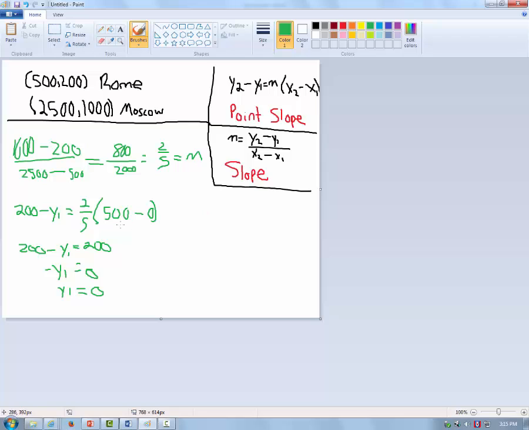But there might be other times where you will not get the answer like that. So let me end this question real quick. Our final answer for our equation would be y equals 2/5 x, plus 0, because that's the equation in the form of y equals mx plus b, where m is the slope and b is the y-intercept.